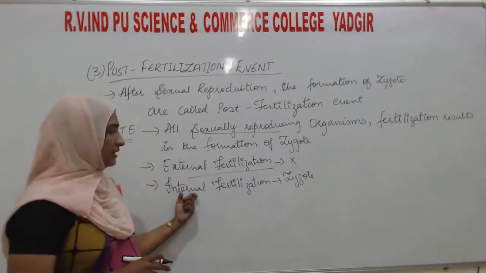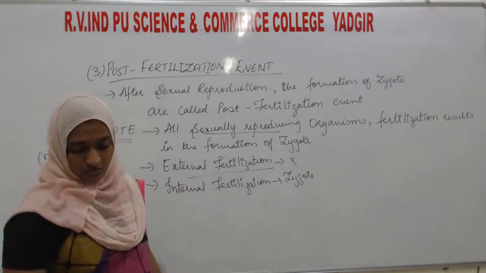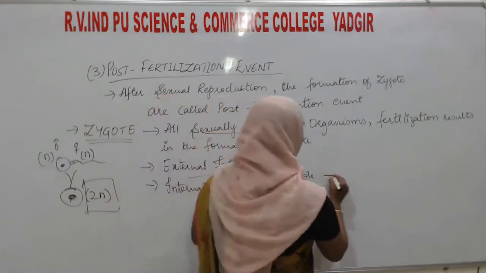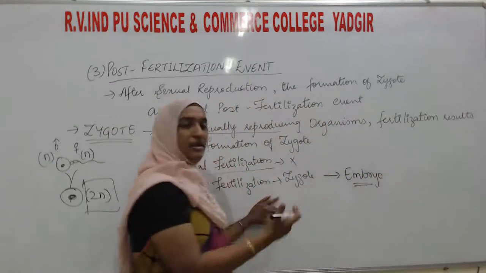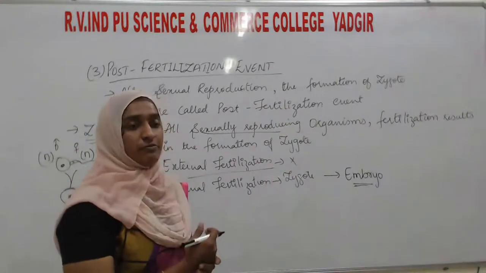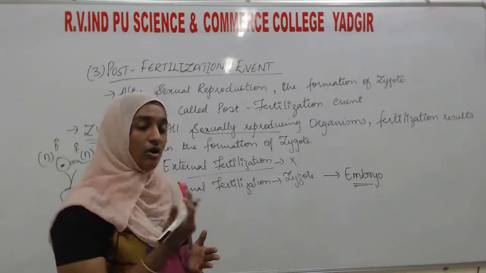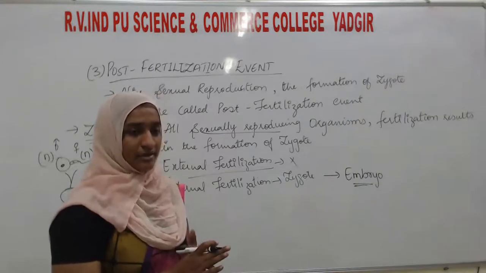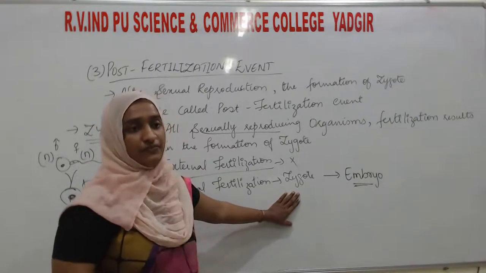Then in internal fertilization, what happens after fertilization? A zygote is going to form. This zygote will develop into the embryo. Then this embryo will further develop into a new organism. How? In different types of organisms. We are talking not only about animals, but about all organisms: algae, fungi, animals, plants. Among all these organisms, the zygote development is different.